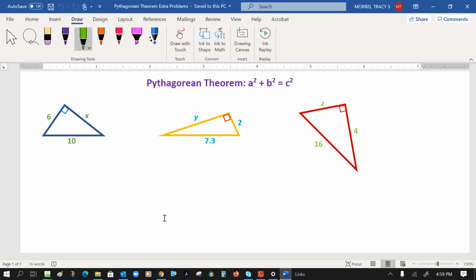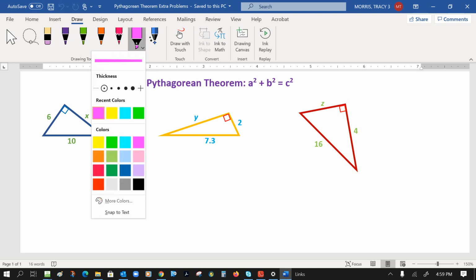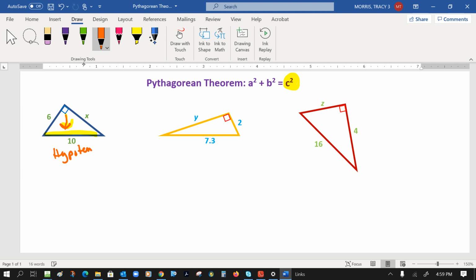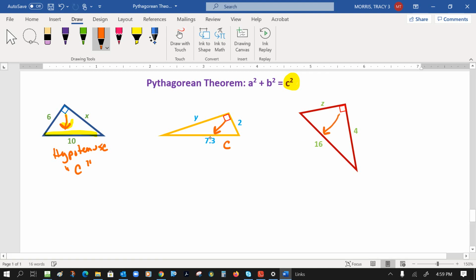The most important thing for you to remember will be that the longest side of a right triangle has to be the side across from the right angle, because it's the largest angle. So this is called our hypotenuse, but in our formula it's going to be C. Okay, so you can do that right now. Find the C of each of these scenarios.